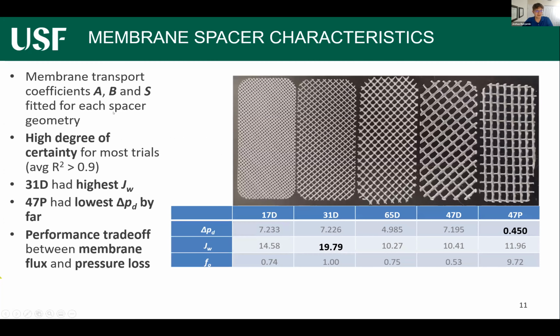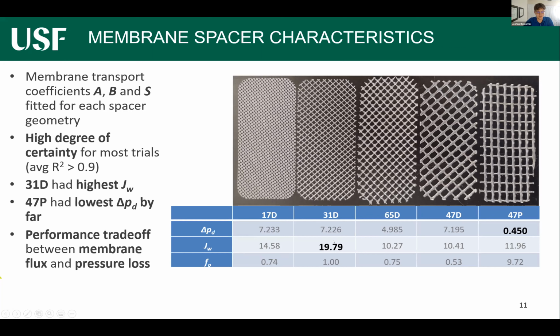And so from the experimental results, like I said, we ran experiments for all 5 different membrane spacers, and we collected the membrane transport coefficients A, B, and S. And from these collected coefficients, we also did a validation, and we had a high degree of certainty for most trials with an average R squared of greater than 0.9, which shows that the fitting that we did was accurate.